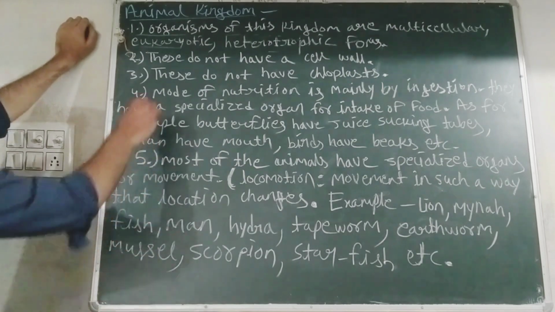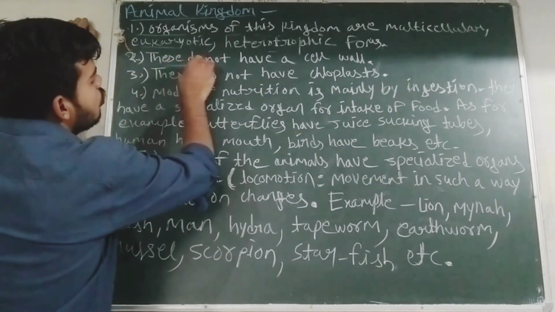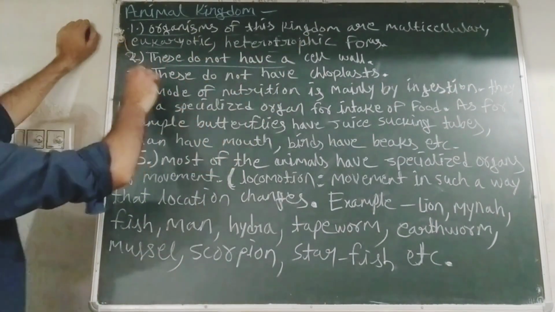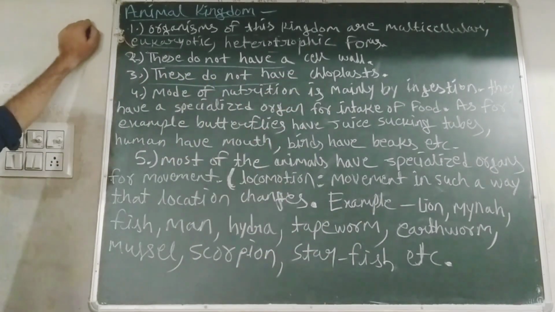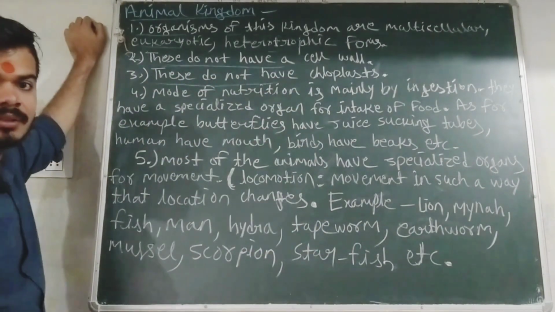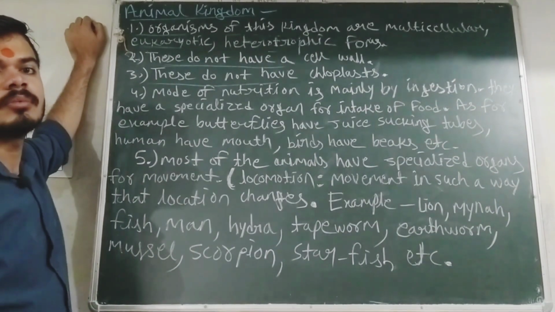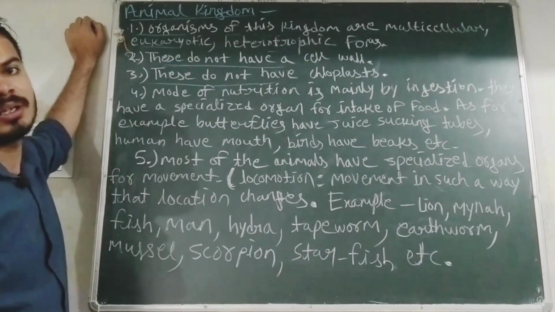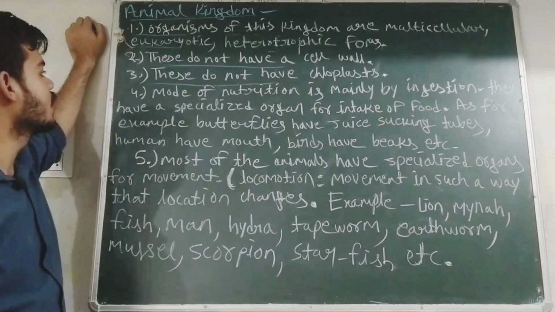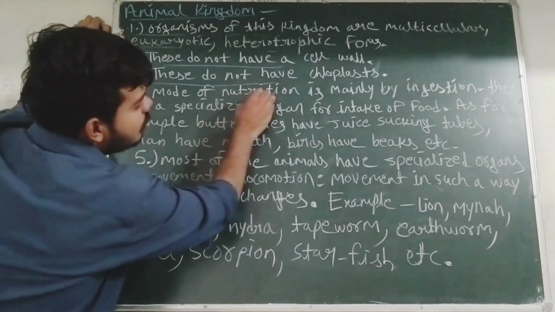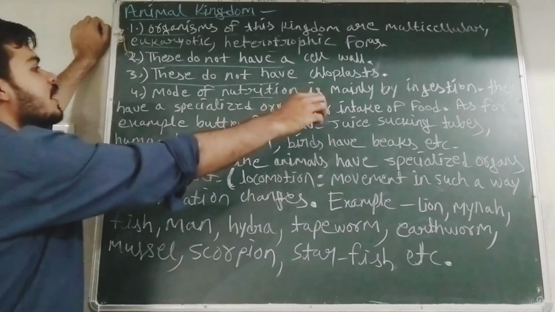Second, these do not have a cell wall. Third, these do not have chloroplast. So they depend on other animals and plants for their food. Fourth, the mode of nutrition is mainly ingestion.